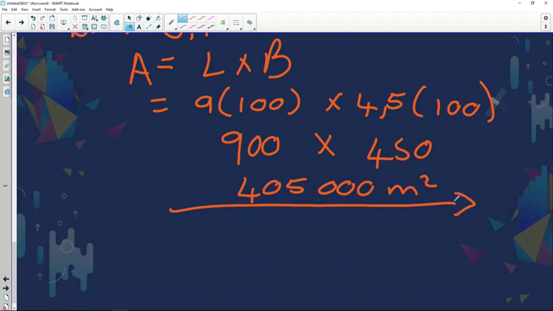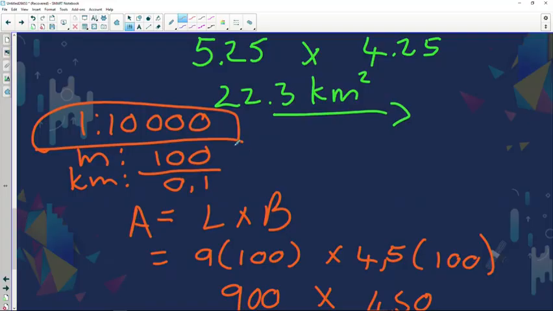And hopefully that will cover area and how to calculate area on an orthophoto map and a topographical map. Remember that because of the different scale, we use different units to calculate the length and how wide the object or field is.